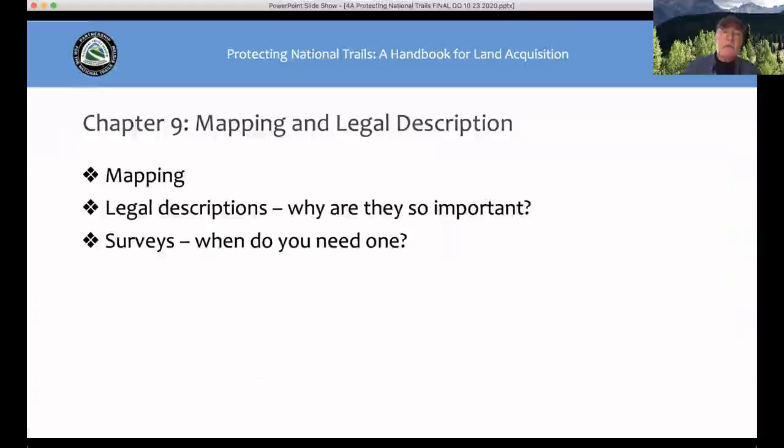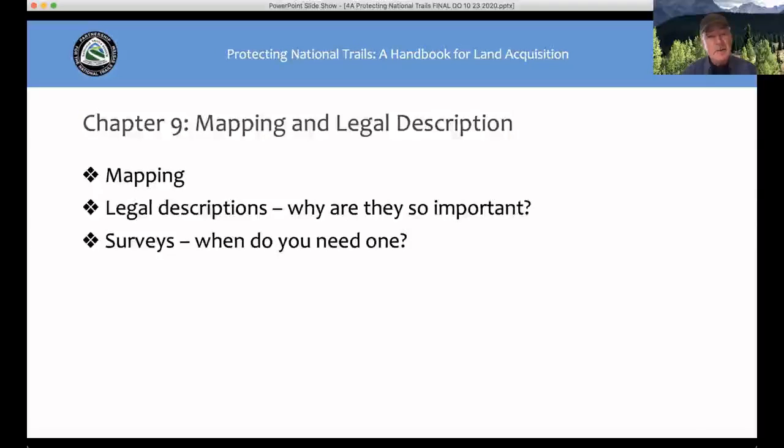Chapter 9, mapping and legal descriptions. Why is a legal description important? Well, a legal description tells you what you're going to be acquiring. It's exact, since land is not something like a car that you can drive away. A legal description tells you exactly where the four corners of the property are, and serves as the basis for a deed transferring title to the property.